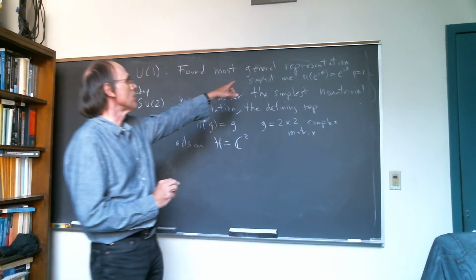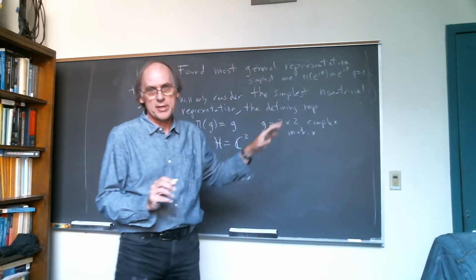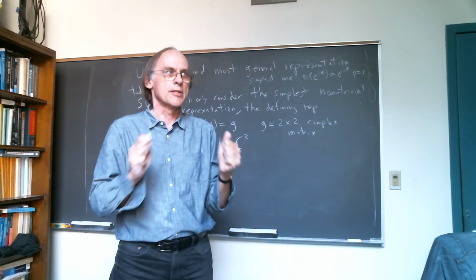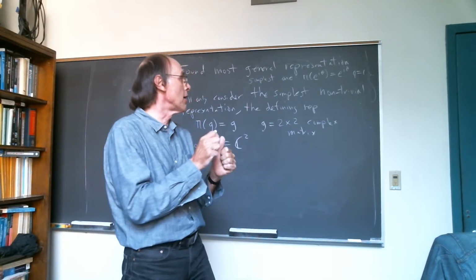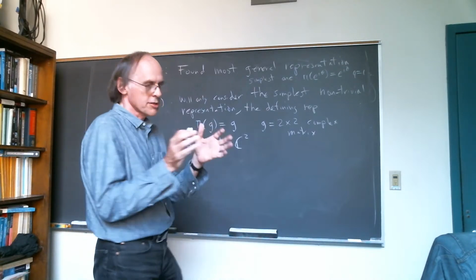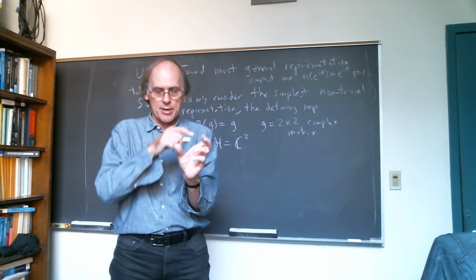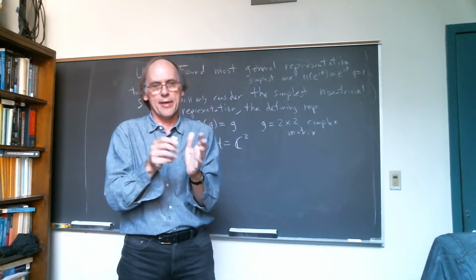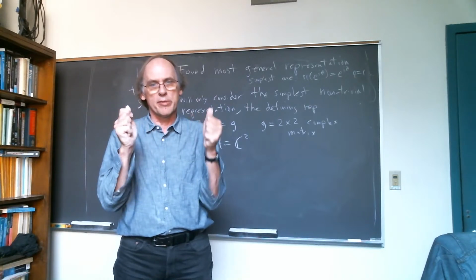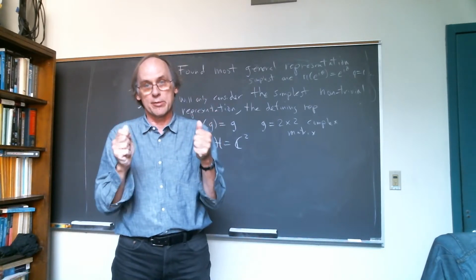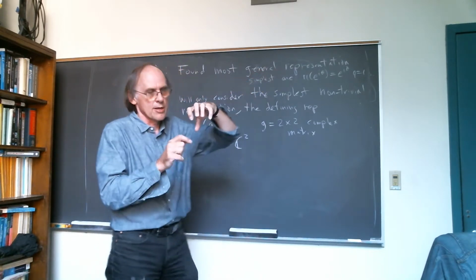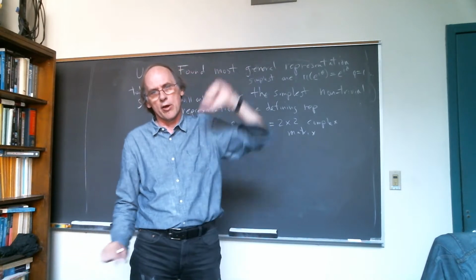So the irreducible representations are the ones where pi of e to the i theta is e to the i q theta for some integer q, right? Those are one-dimensional, and they're irreducible. There's nothing smaller. The most general representation is a direct sum of a lot of those.